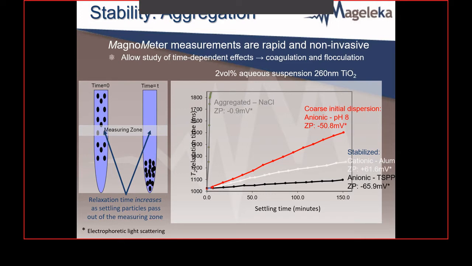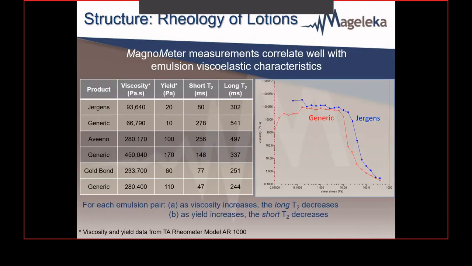And as I think I've tried to demonstrate, the magnometer can be used to monitor not just fast kinetic processes, such as coagulation, flocculation, but also long-term processes such as accelerated aging. And I'll show some data a little later on one of those itself. So remember, we've now got the basically stability and structure. Now we're going to come to structure.